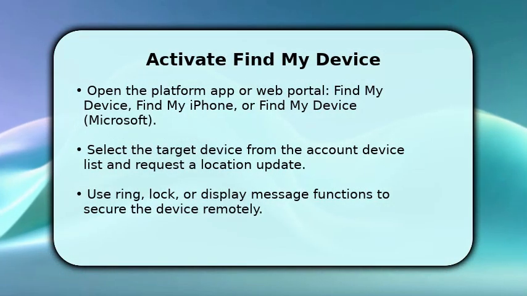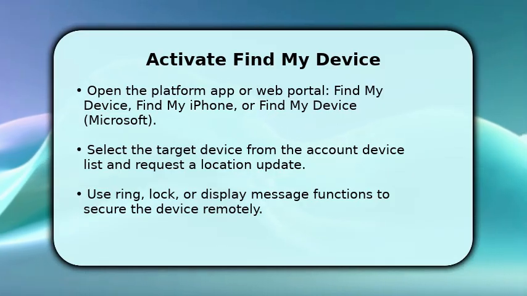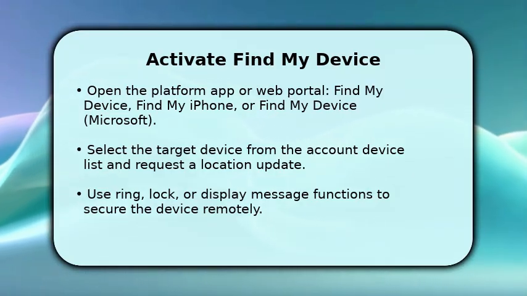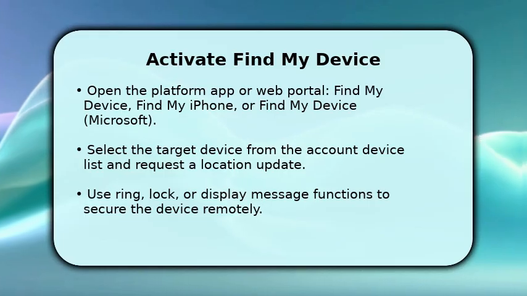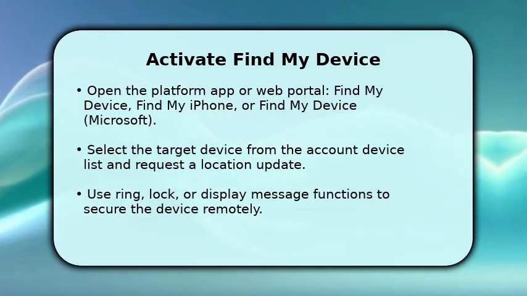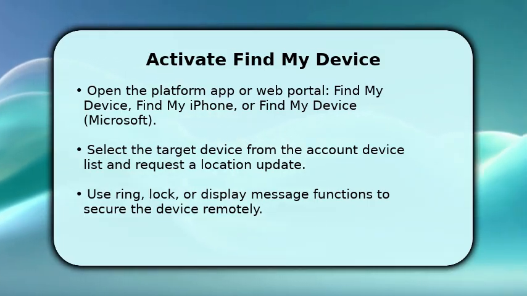You now open the appropriate Find My tool for your ecosystem and sign in if required. Select the device from your account's device list, then request a fresh location. The service pings the device and returns coordinates or a map.